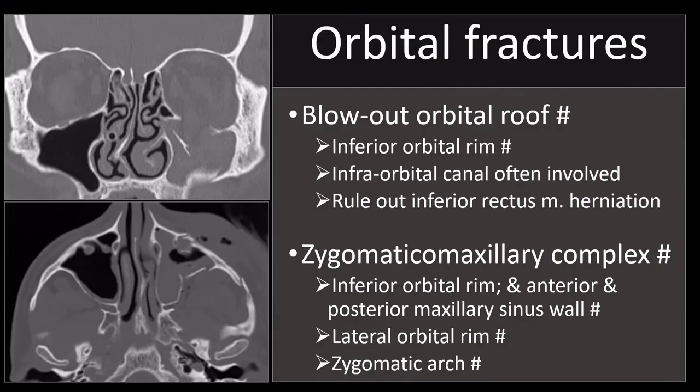Then we have another fracture type, the zygomatico-maxillary complex fracture, which is basically a fracture involving the components of the maxillary sinus, more specifically the anterior and the posterior maxillary sinus wall and the inferior orbital rim or the orbital floor. And these patients also have fractures of the lateral orbital wall and the zygomatic arch. And in these patients, surgery is often performed because displacement leads to a cosmetic deformity of the face, which is not difficult to imagine.